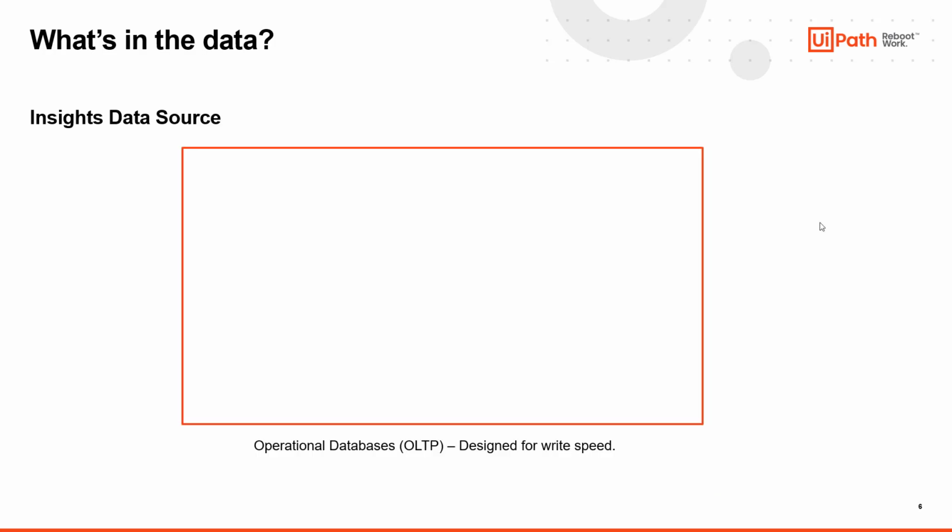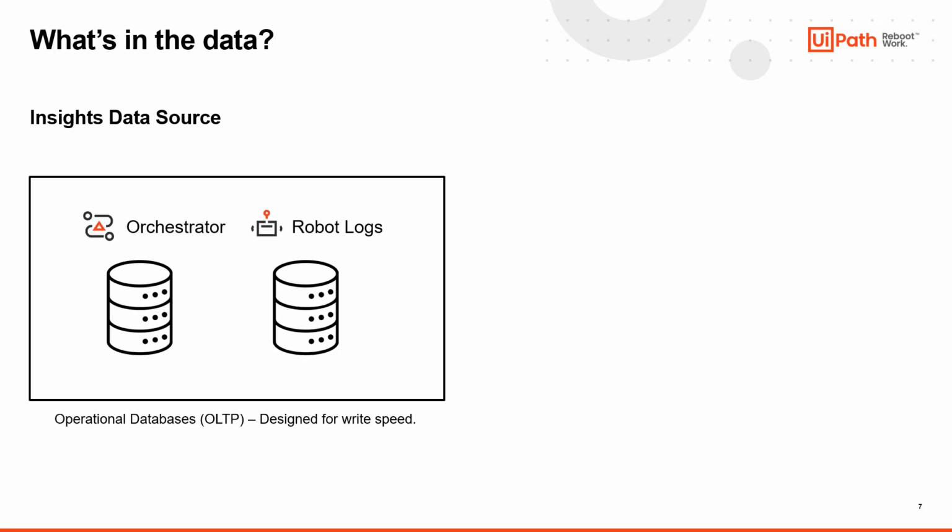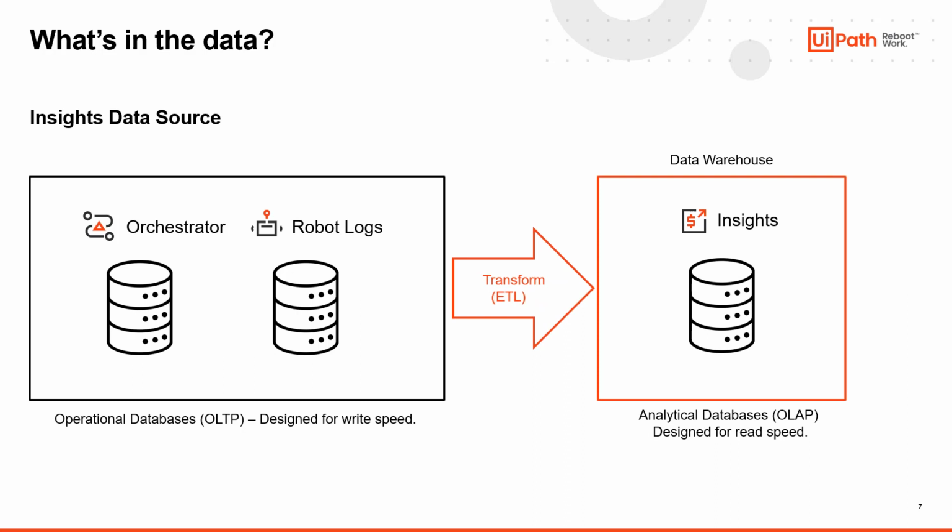The data source for Insights comes from each of the UiPath products. They each have their own logging mechanisms. These are designed for write speeds. What we need to do is transform that through an ETL process and get that into a data warehouse, which is Insights. This has an analytical database. It's designed for read speed.